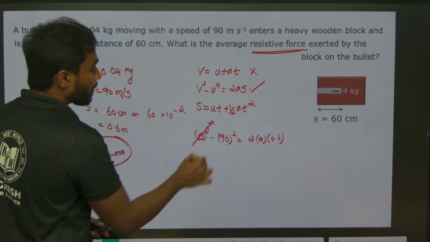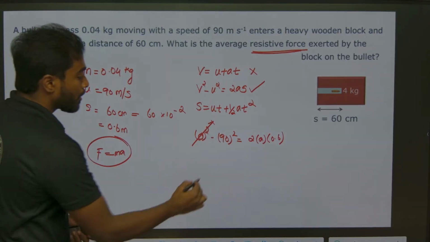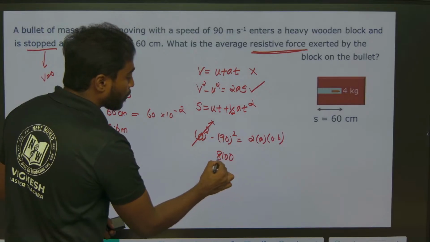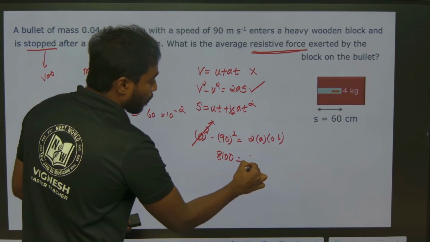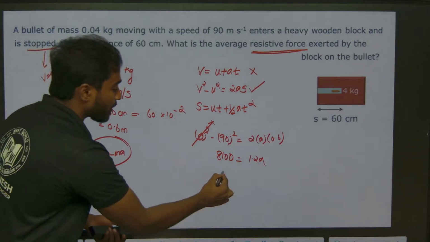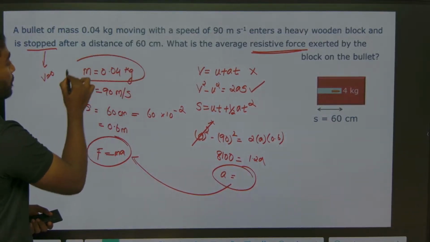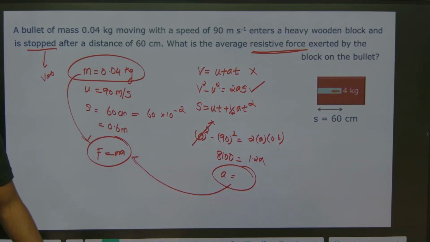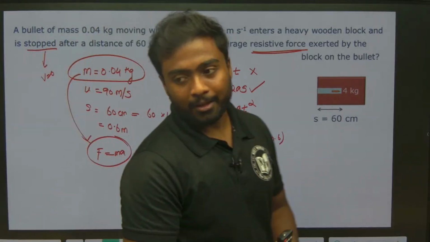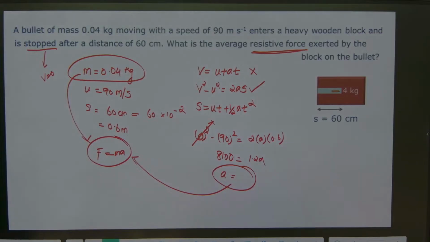So, this one will be eliminated. 9 into 9, 81. So, 8100 will be equal to 1.2 A, that is it. From this I can find what A is. I can substitute the value of A in this case, mass we know. So, find F and give me the answer. Whoever is watching online can give the answer in the comment box, we will check it.